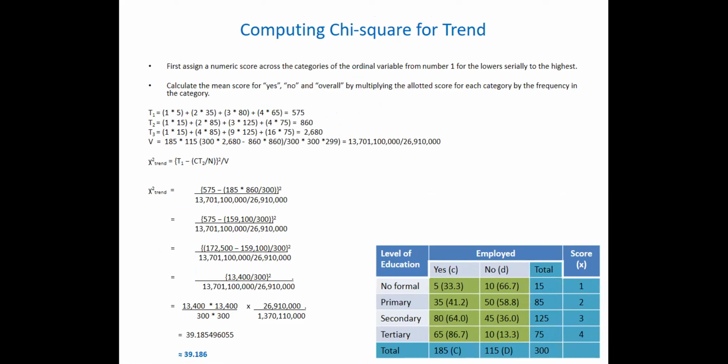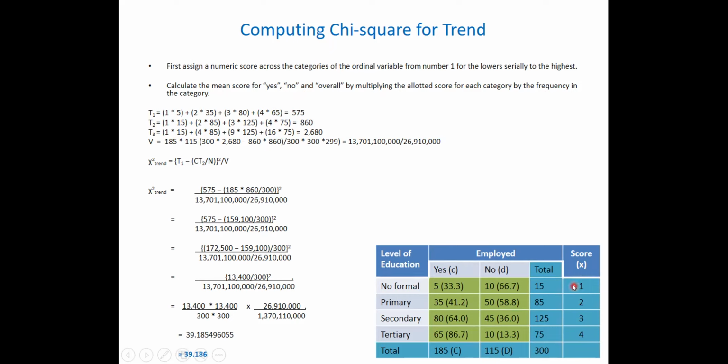We compute here. First, assign a numerical score across the categories of the ordinal variable, from 1 for the lowest serially to the highest. Look at it now: I put 1, 2. This score is just a code. You start from the lowest, you put 1, 2, 3, 4. If there are up to 5 categories, you put up to 5. It's just an arbitrary code. Then calculate the mean score for yes, no, and overall by multiplying the allotted score for each category by the frequency in the category.